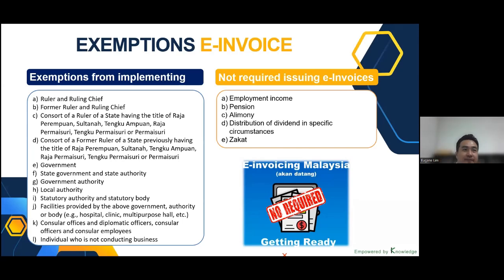So for example, you bought a car for your wife. She is just a housewife. In the coming future, she is going to sell the car. Is it considered doing business? Not really, because it's just a single transaction. She is not trading cars, so it's not considered conducting a business. So she doesn't need to implement e-invoice. So that is a person who is not conducting business.